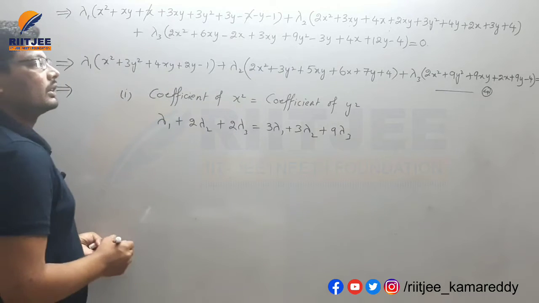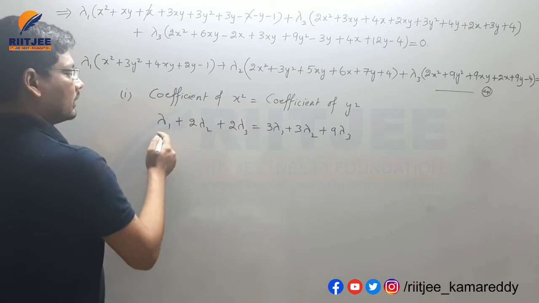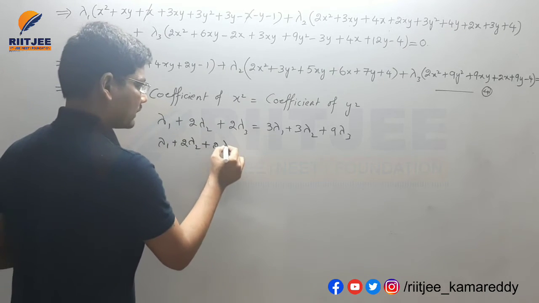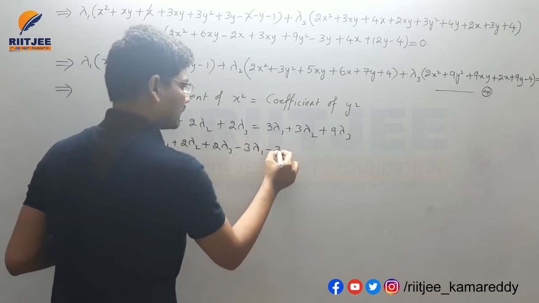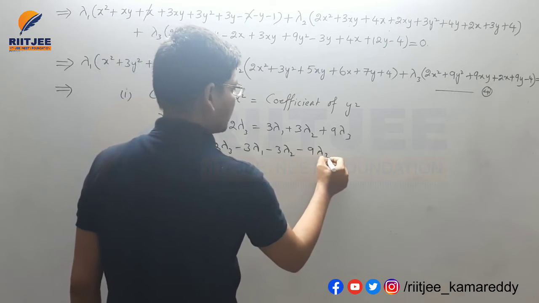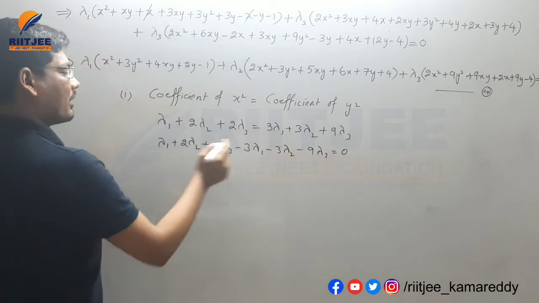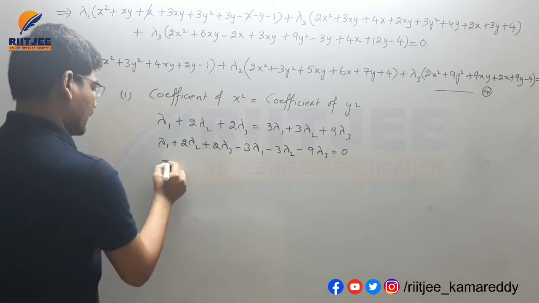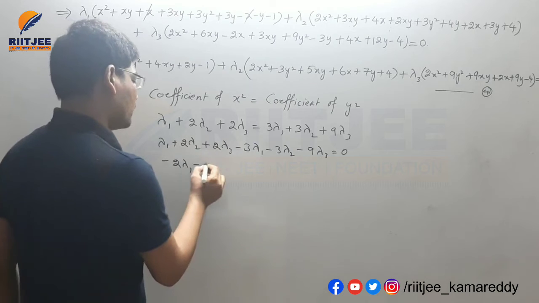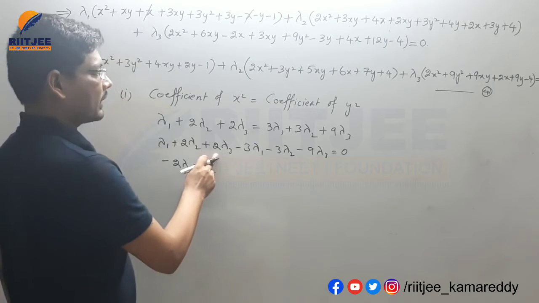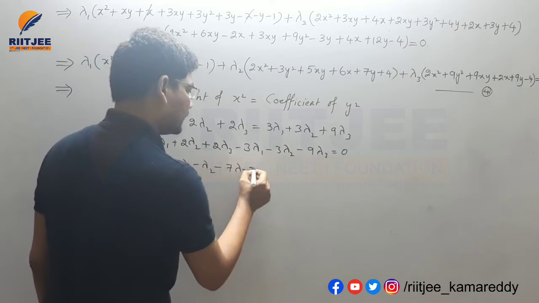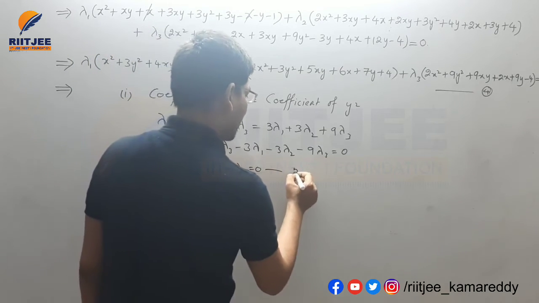Let's bring all the terms to left hand side, that will become lambda 1 plus 2 lambda 2 plus 2 lambda 3 minus 3 lambda 1 minus 3 lambda 2 minus 9 lambda 3 is equal to 0 here. Lambda 1 minus 3 lambda 1 is minus 2 lambda 1, 2 lambda 2 minus 3 lambda 2 is minus lambda 2, and 2 lambda 3 minus 9 lambda 3 will become minus 7 lambda 3 is equal to 0. This is equation number 5 I am considering here.